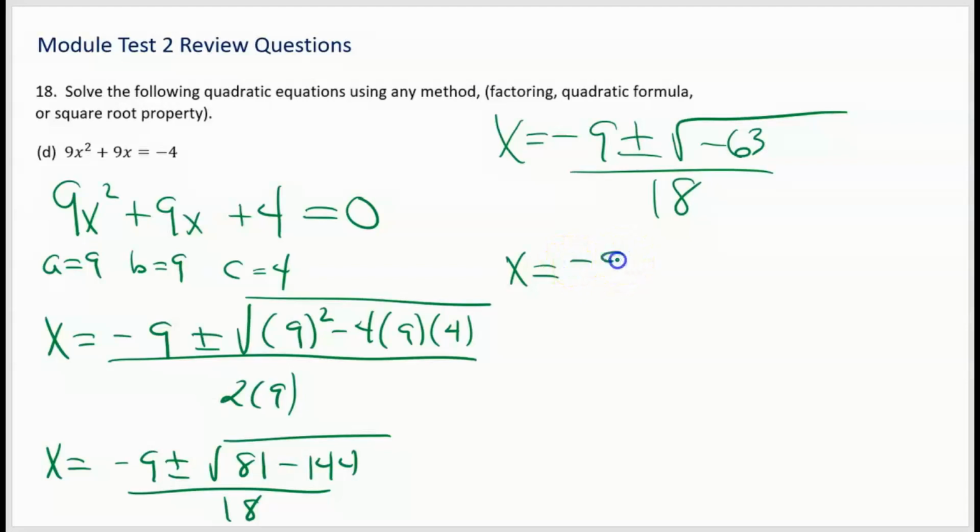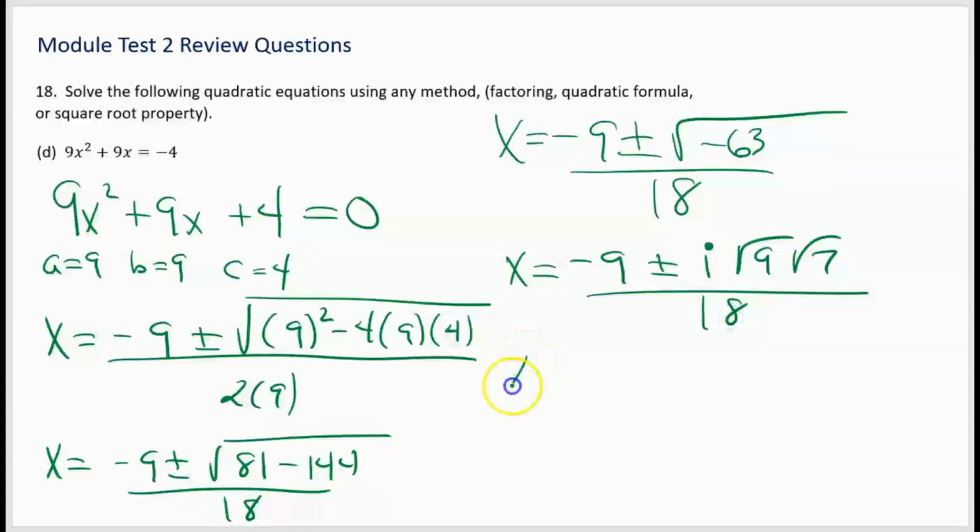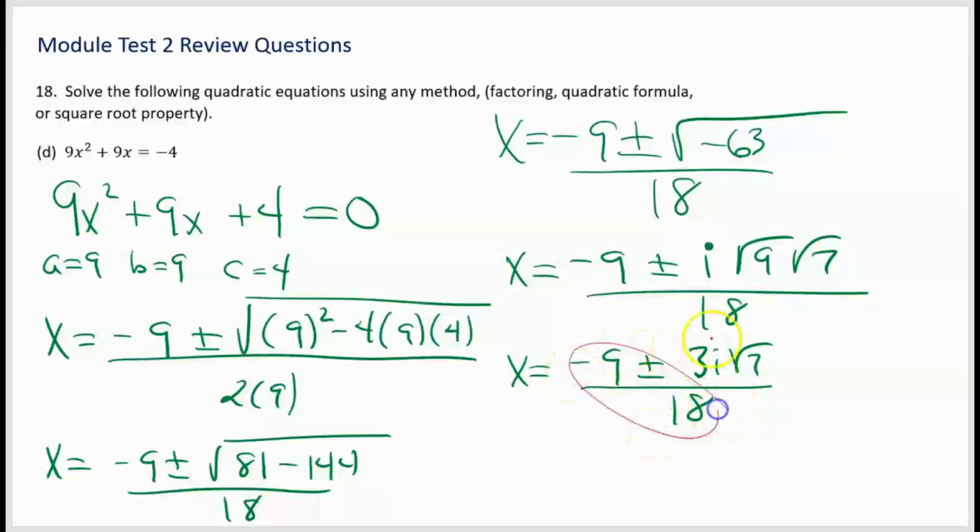So that's going to be negative 9 plus or minus. That negative means I have an i value, but I can also break down the square root of 63 as the square root of 9 times 7 because 9 is a perfect square, right? So I keep going. That's negative 9 plus or minus the square root of 9 is 3. So I write that as 3i square root of 7 over 18. Do we have a number that'll go into all three of these? Sure enough, 3, right? So I divide each of those by 3.